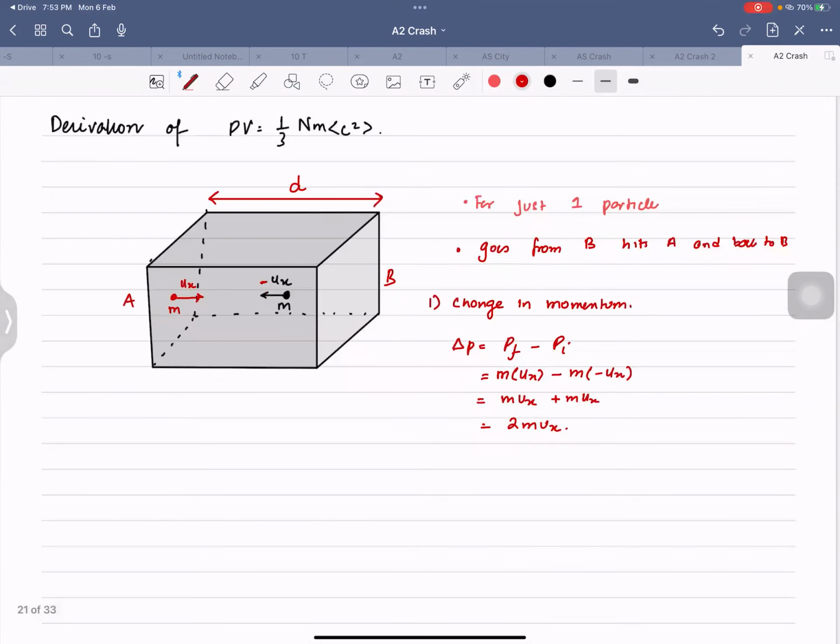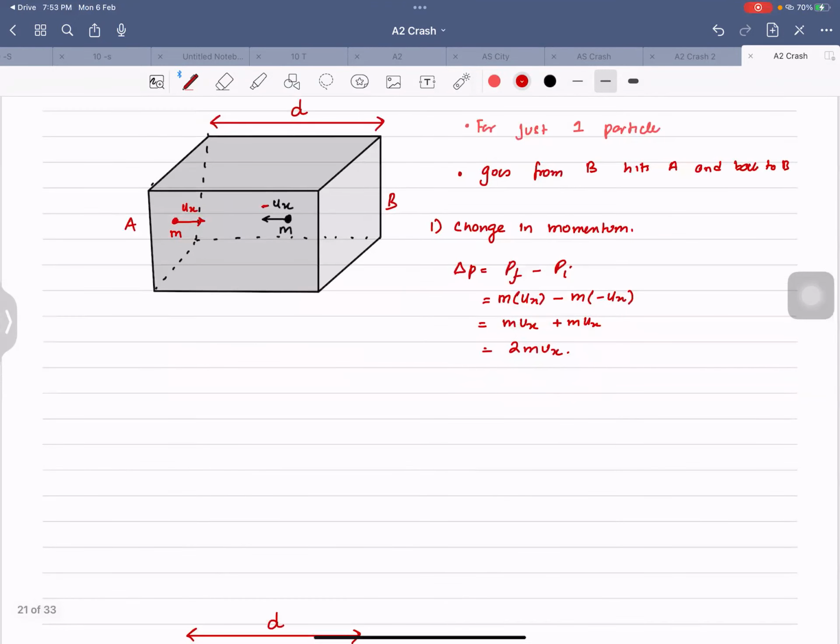Okay, so what's ux? The ux is the speed in the x direction. It's like u with x in subscript. It's not being multiplied to u. It just says in the x direction. Understood? Yes, sir. Okay.